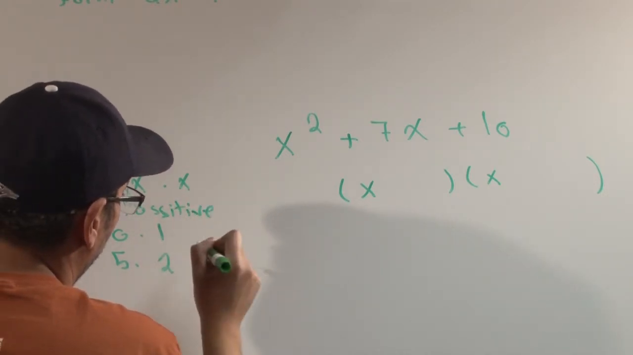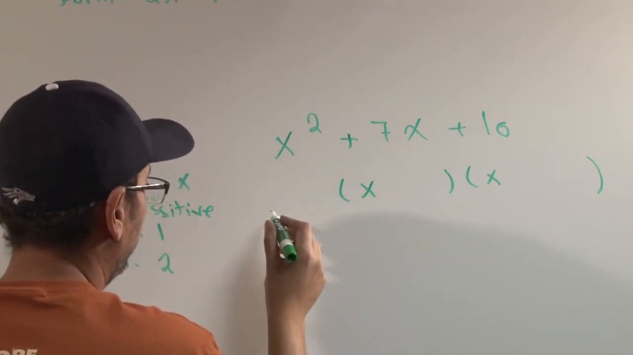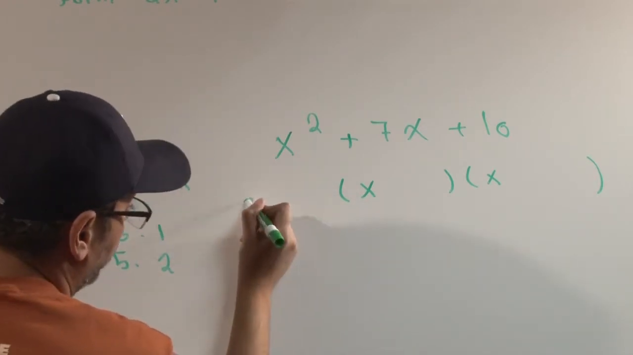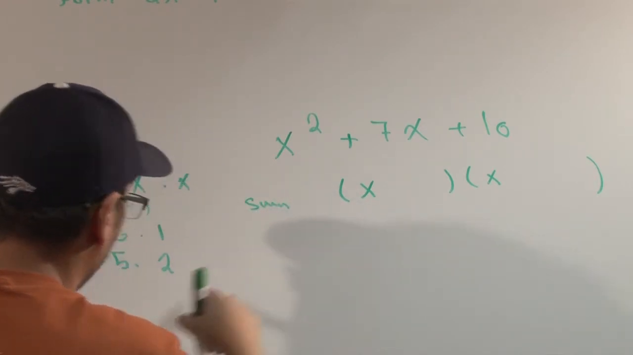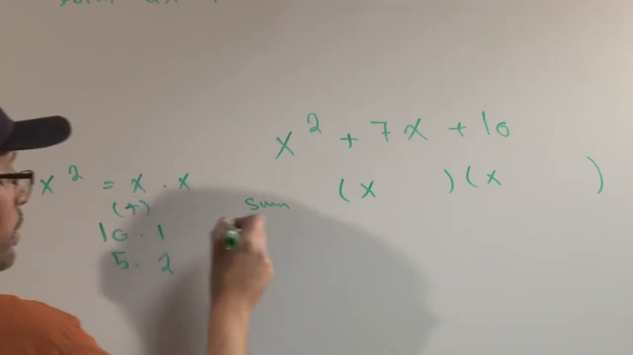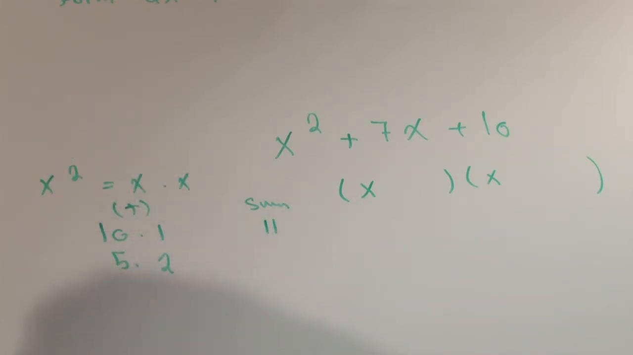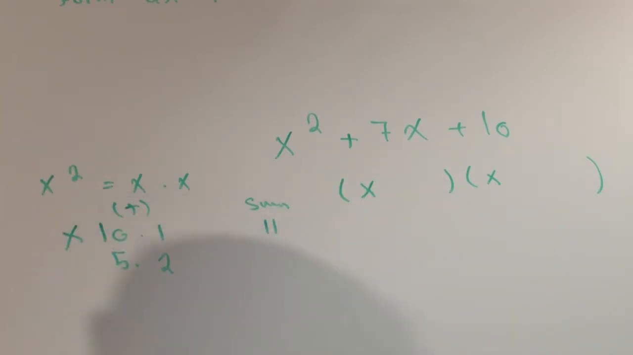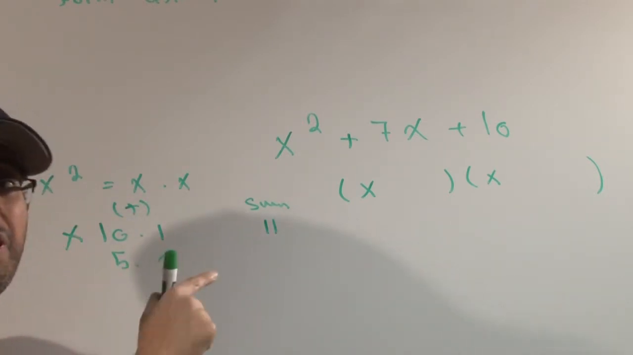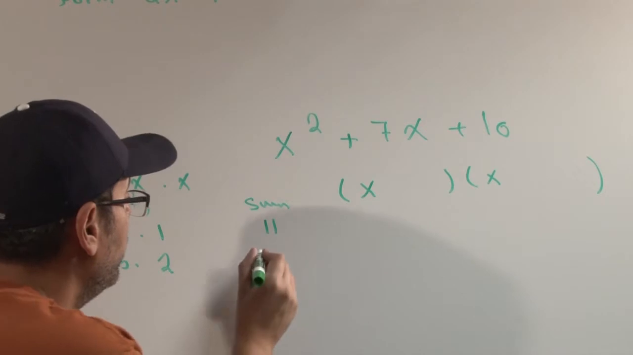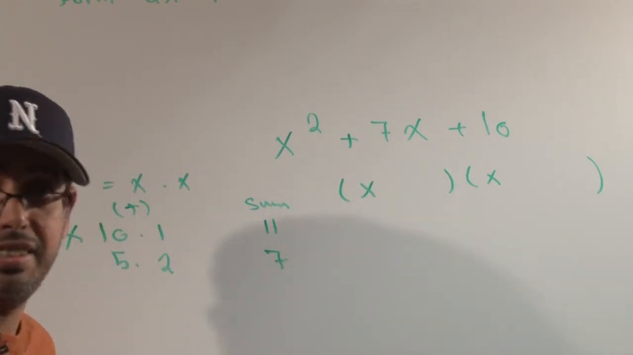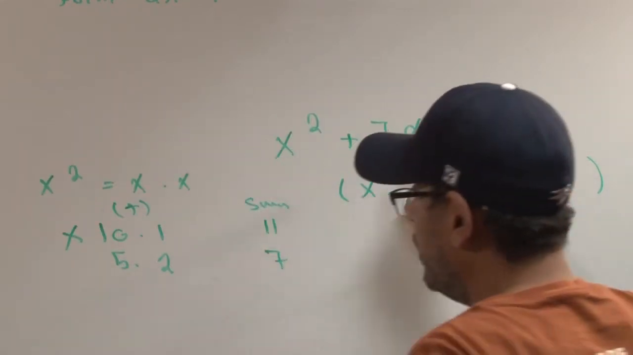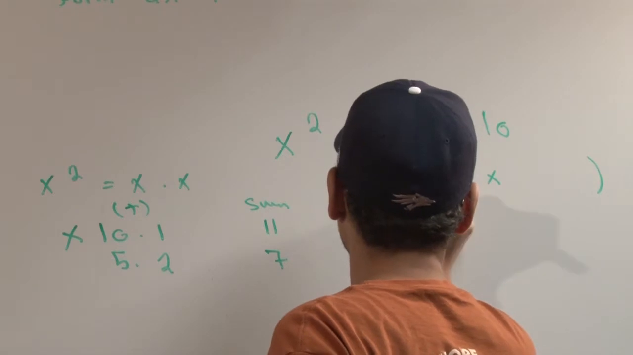Positive. And let's say sum. 10 plus 1 is 11. Is that 11? No, so that doesn't work. Sum. 5 plus 2 is 7. Is that 7? Yes. So that works. So I'm going to factor the 10 to 5 times 2. So I'm going to put here 5 and 2.